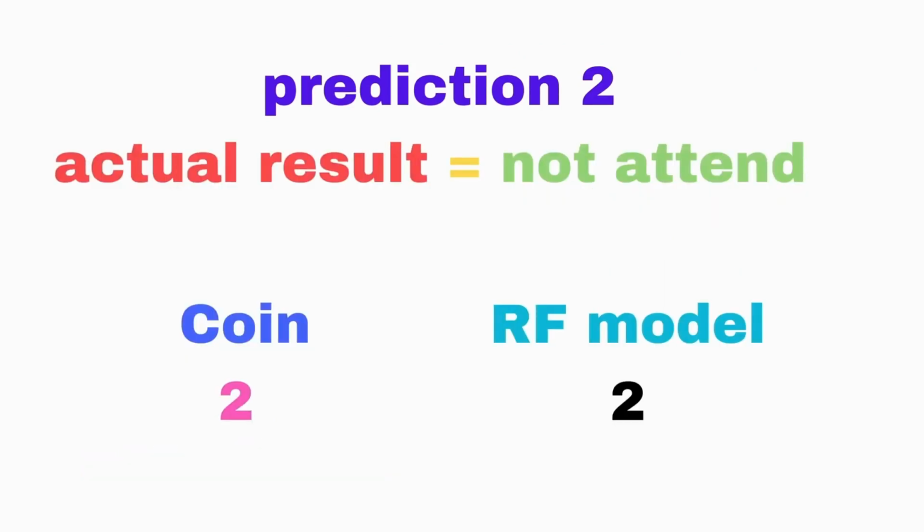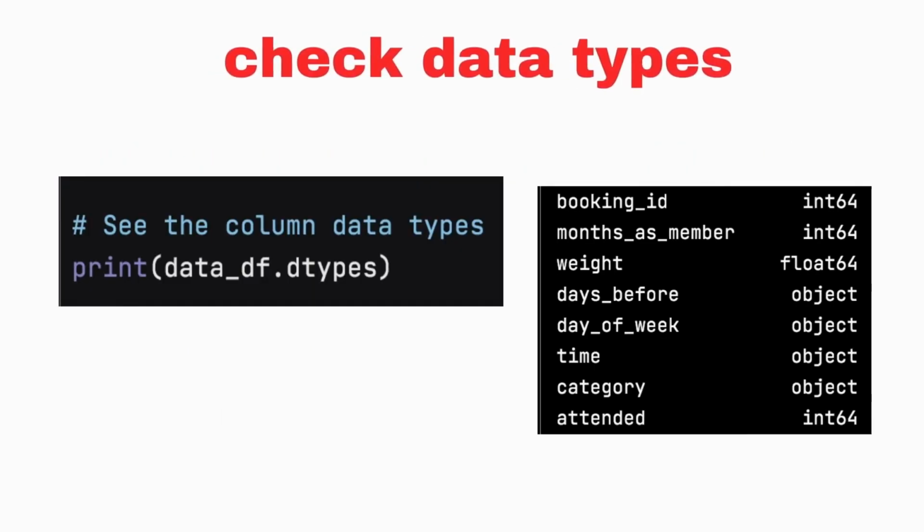For the second prediction, the coin flip again was tails, meaning not attend, and the random forest model also, given the inputs, predicted not attend, and the actual result was not attend. So now the coin and the random forest model were 2 each. In the Python code, I then checked the data types. I'll use this information later to convert various variables to the appropriate types, because sometimes types are loaded as object when we really want them numeric in the model.